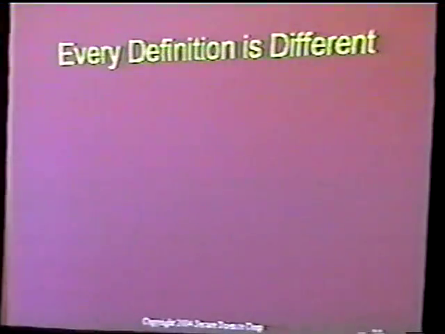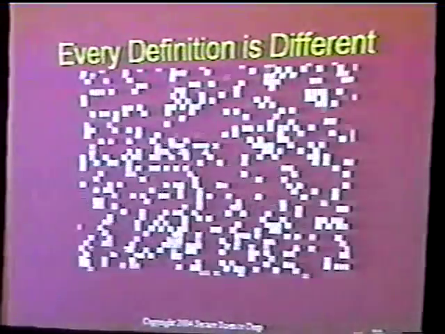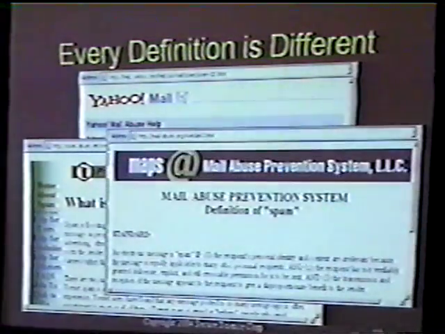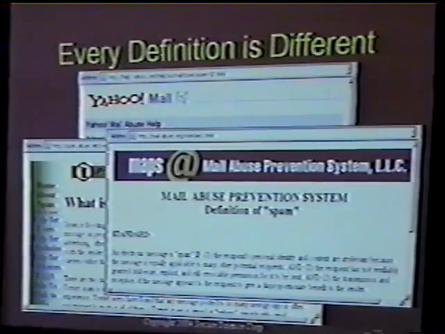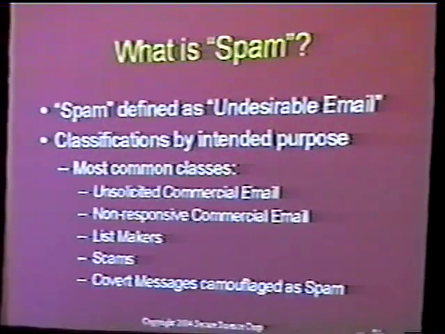So now that you know what to look for and how to look for it, we can start defining spam and identifying the major spam categories. The problem with defining spam is that everyone has a definition and every definition is different. So in keeping with this tradition, here is my definition of spam. We define spam as undesirable email.